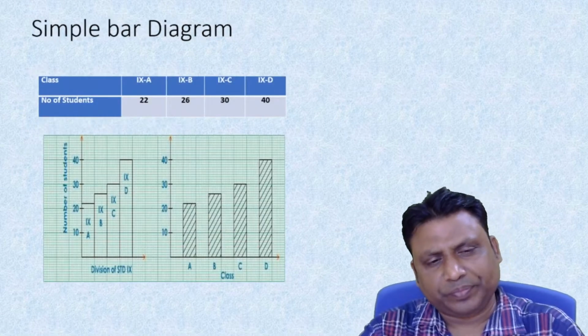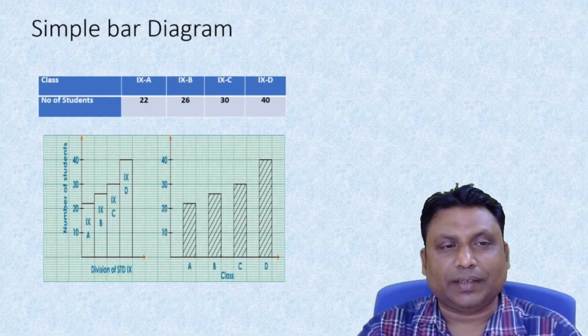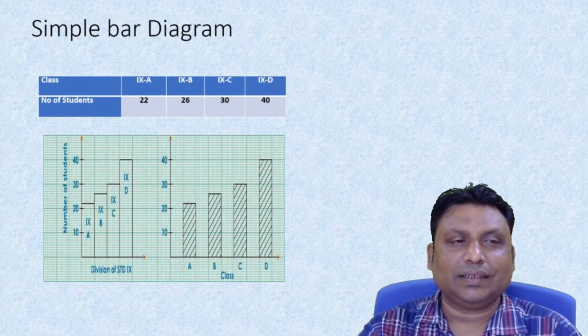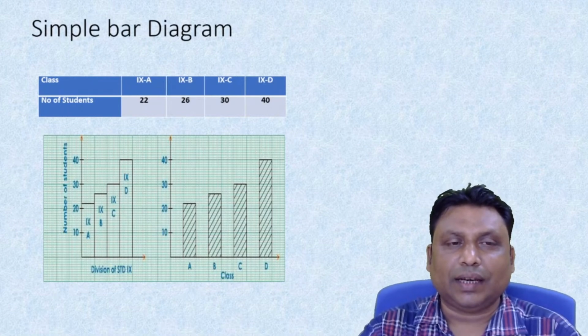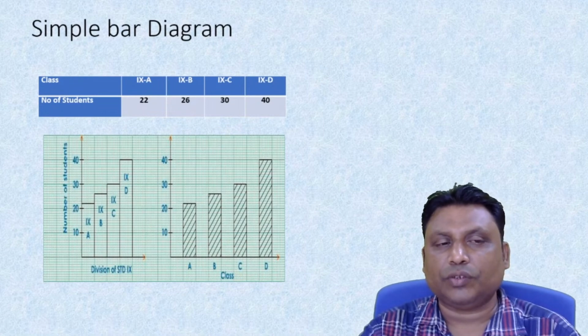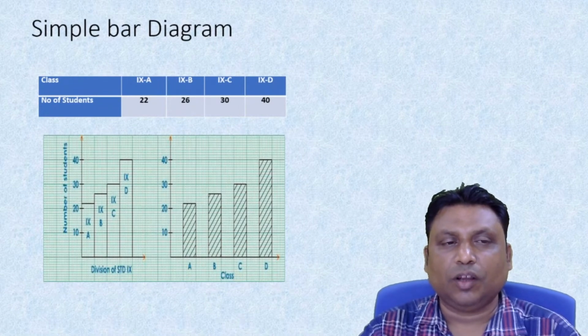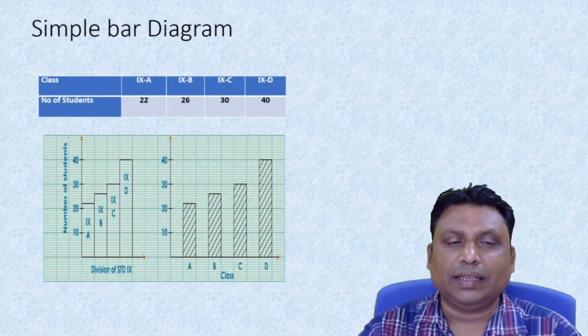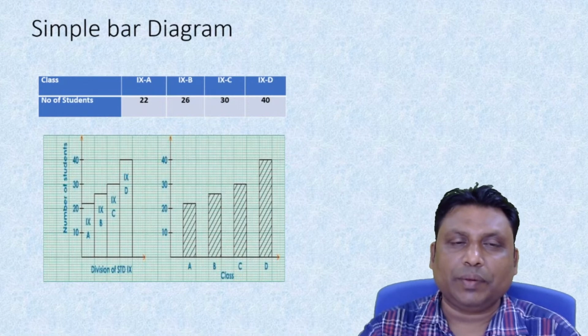Listen here, the example is given: the classes and the number of students. Class IX section A has 22, section B has 26, section C has 30, and section D has 40 students. Suppose the marks they are securing are given, then how can you write it?